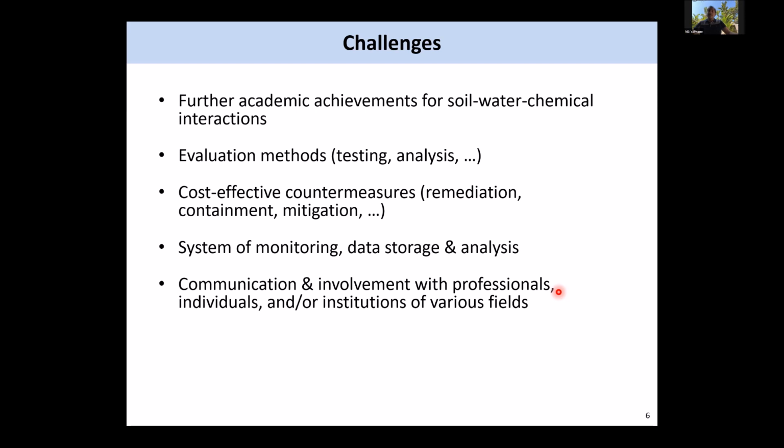These are not challenges. These are more like must-dos for geotechnical engineers for a successful mission.